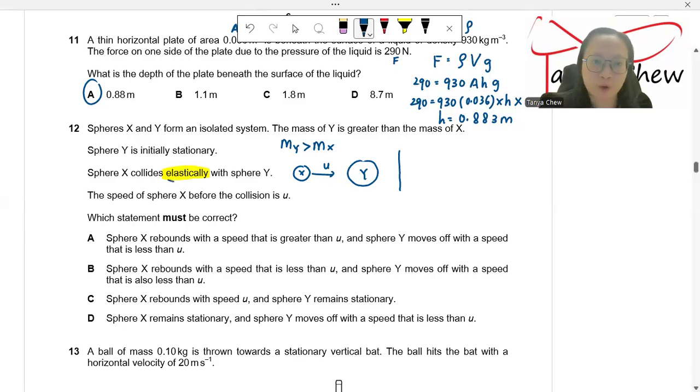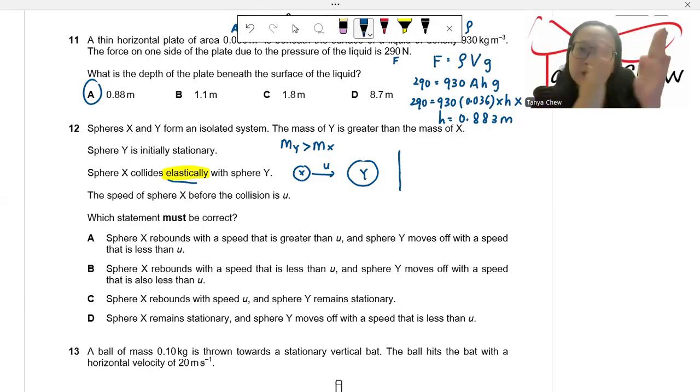So when you see this word elastically, for elastic collision, three conditions must be fulfilled. First, the total momentum before the collision must be equal to the total momentum after the collision. The principle of conservation of momentum must be obeyed. Second, the total kinetic energy before the collision must be equal to the total kinetic energy after the collision. So the principle of conservation of kinetic energy must also be obeyed.